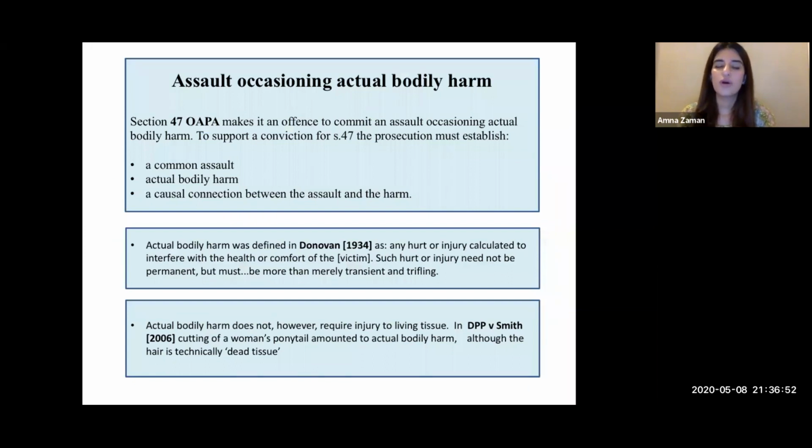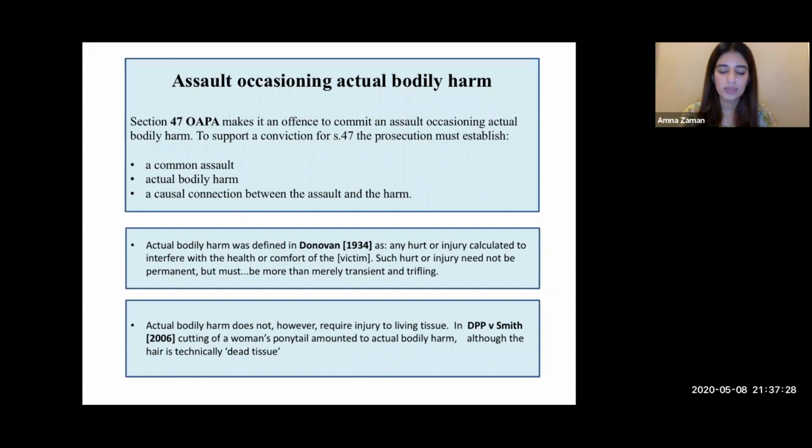We will now move on to our third crime of violence, which is set out in Section 47 of the Offences Against the Person Act. This third crime of violence is assault occasioning actual bodily harm. Section 47 says that if a person commits assault that results in bodily harm, he would be convicted under Section 47. There are three essential requirements that the prosecution will need to fulfill to get the defendant convicted under this section.